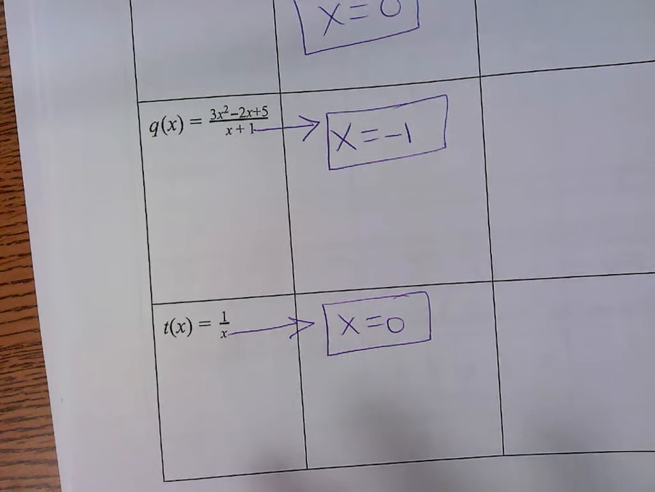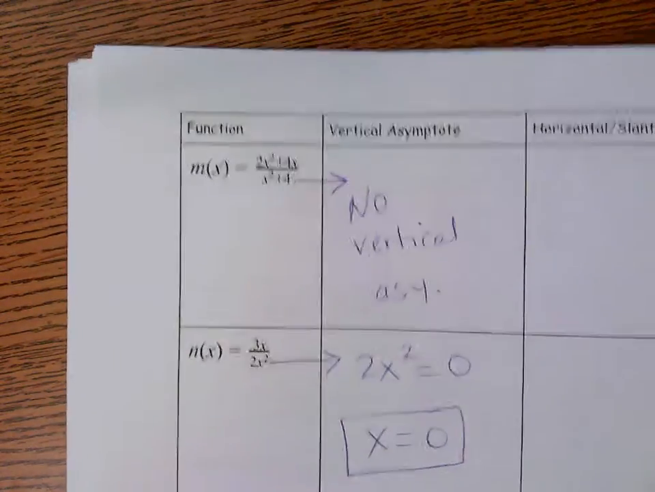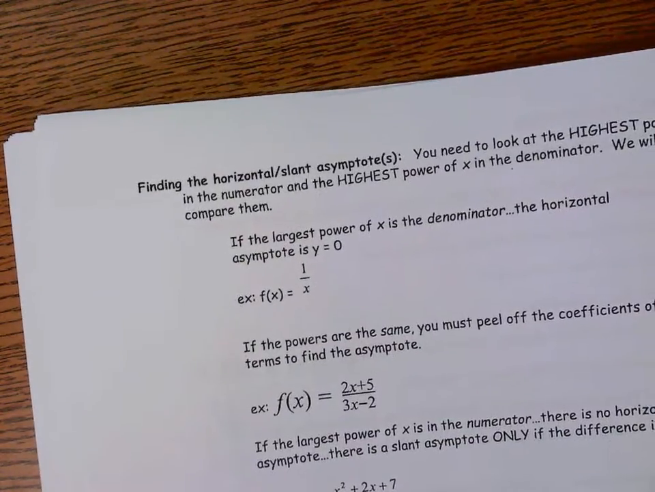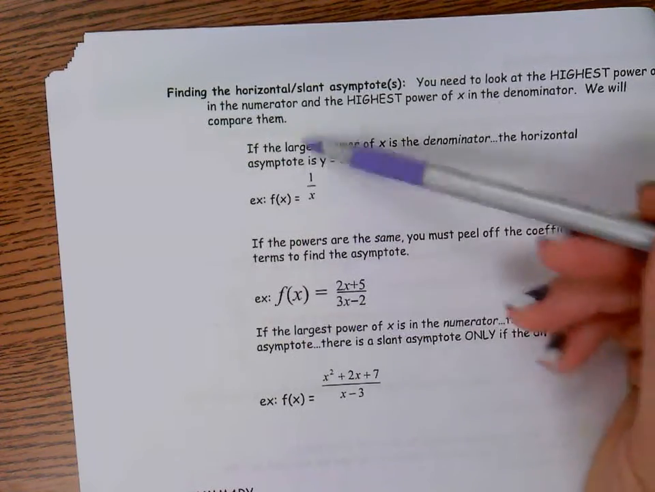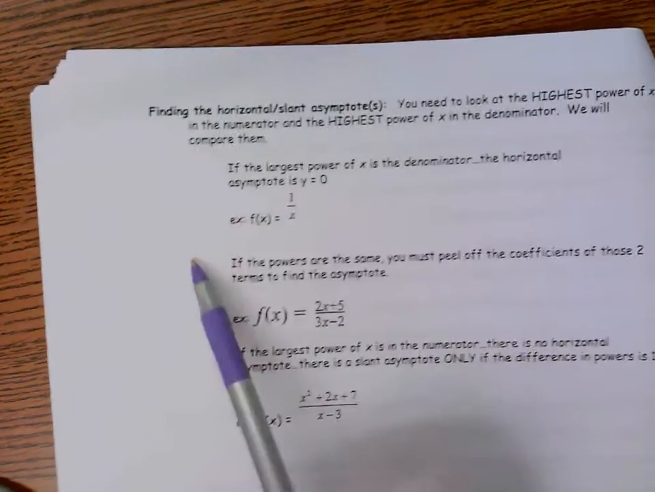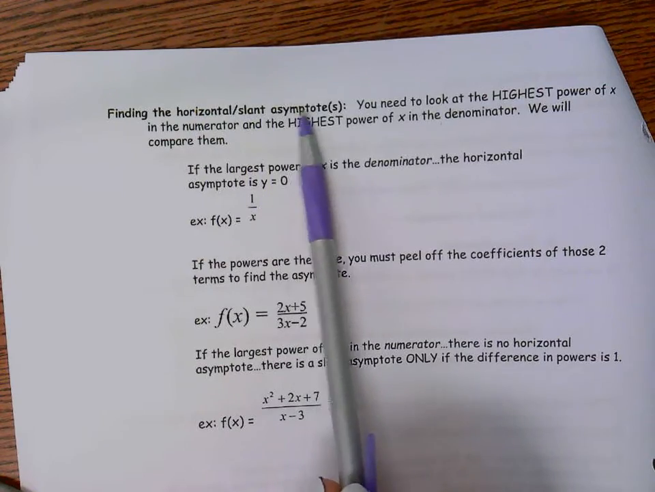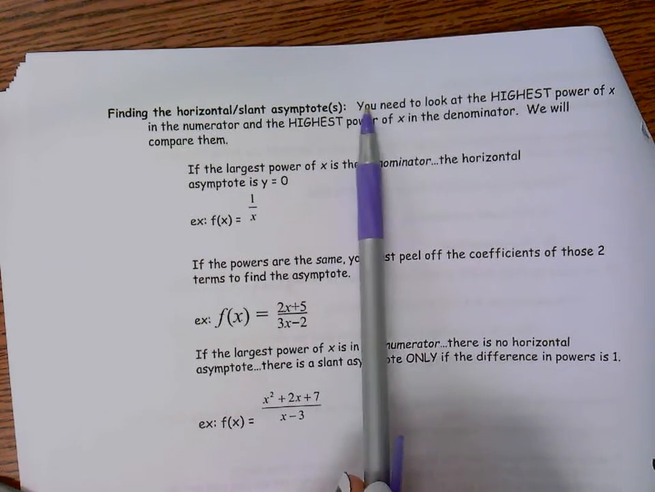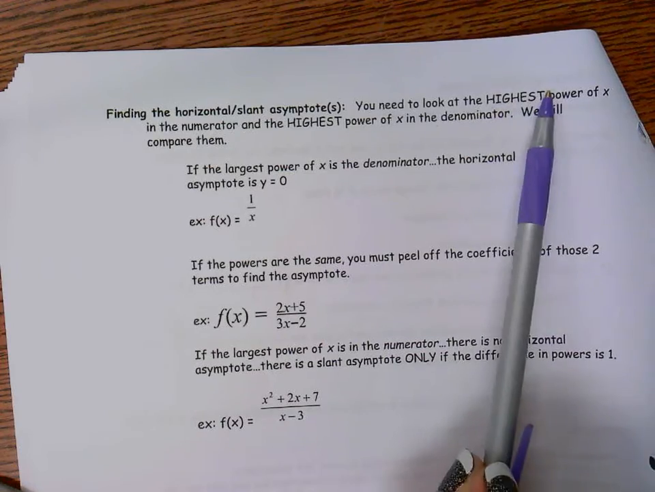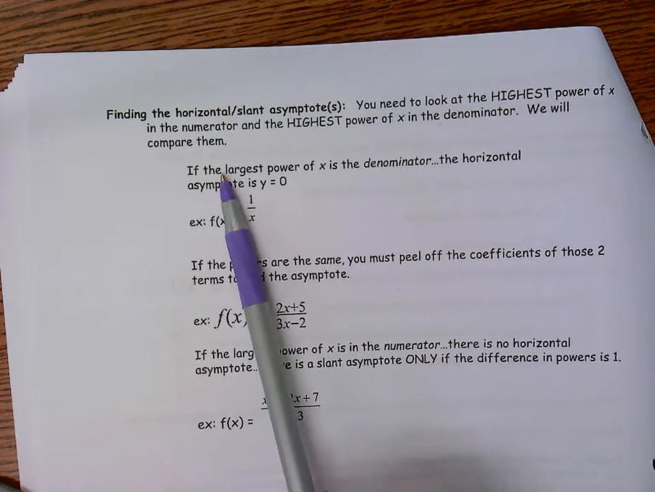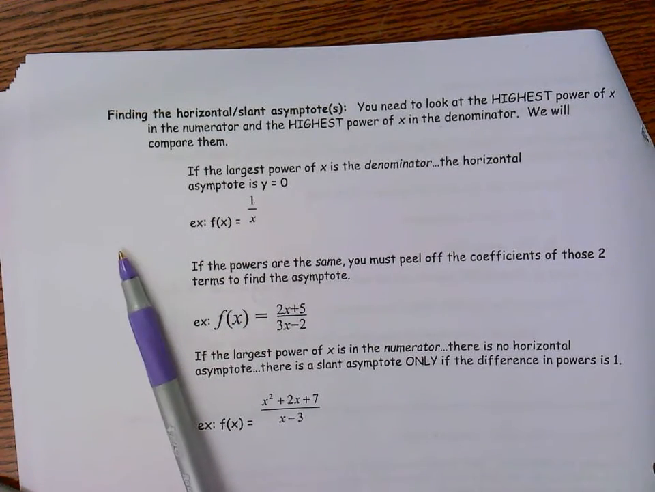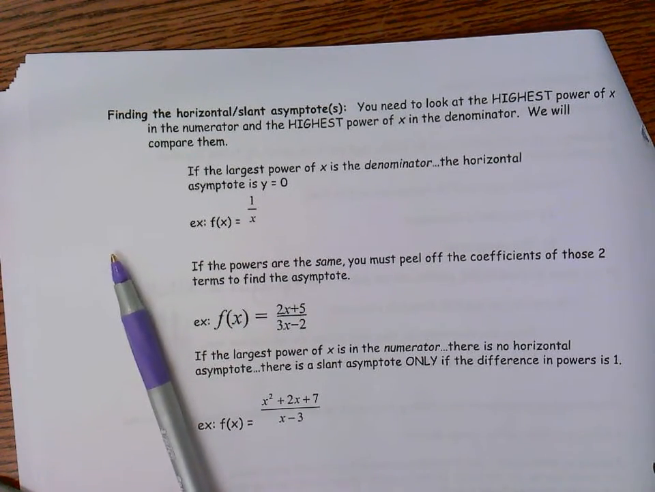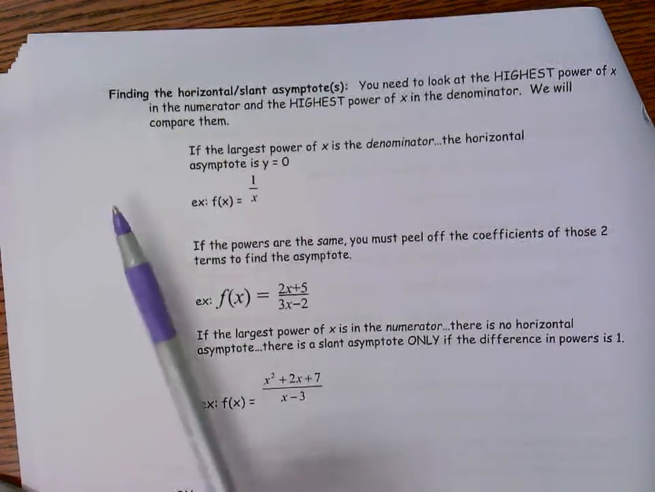looking at the denominator. All right, so the fourth and final part, I say there's 4 parts. This last part is actually a 3-part rule because there's 3 different things that could happen. So it says to find the horizontal or slant asymptote, I just went back a page, you need to look at the highest power of x in the numerator and the highest power of x in the denominator. Basically the degree of the polynomial. That's why we had to learn about polynomials. All right, so 3 different things are going to happen.